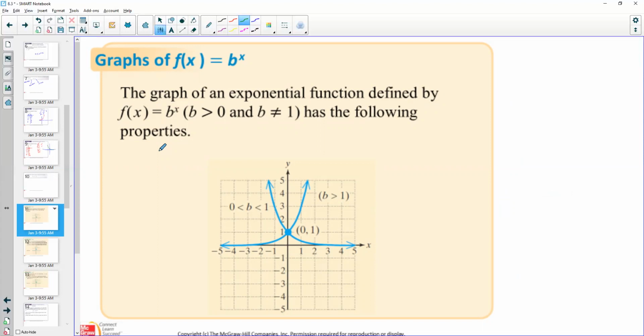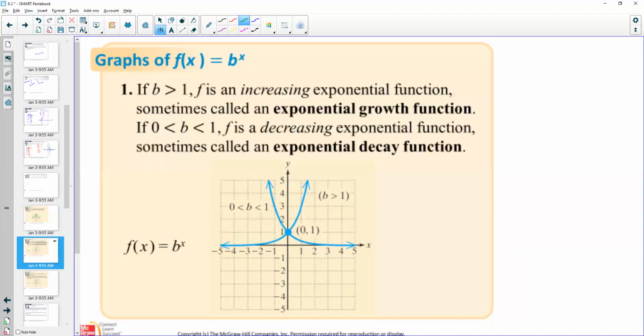Essentially, when we graph an exponential function, this is what they look like, okay? They come this way or they come this way. These are some of the properties. If b is greater than 1, not a half, right, it's an increasing exponential function. That's exponential growth. So growth this way.